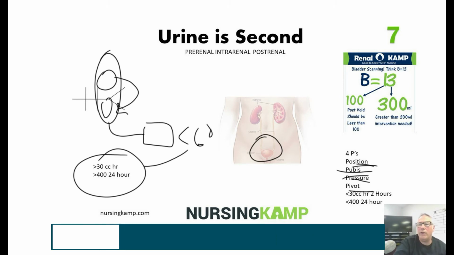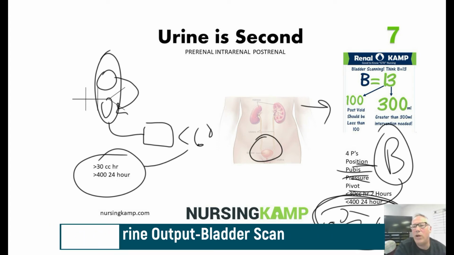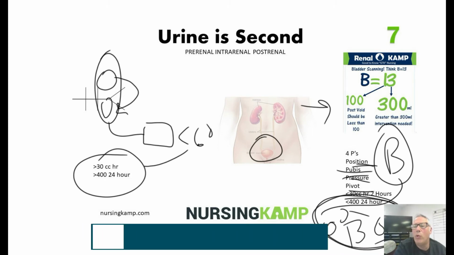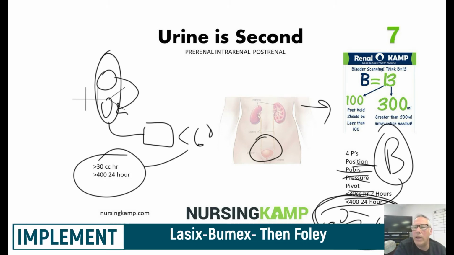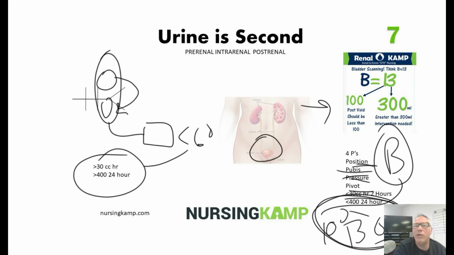And we generally want that, as we said, volume of urine in the bladder is generally anywhere between 100 to 300. If it's greater than 300, we're going to put a Foley in that person, or give them Lasix, or try to do something to get the urine out. In intrarenal failure, the insult to the kidney is what caused the problem.